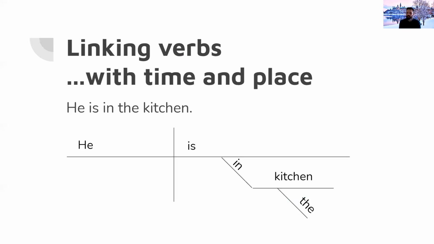So let's talk about some of these linking verbs with time and place complements. He is in the kitchen. And we know that be can function as a linking verb. If we just had the sentence he is, that's a little more metaphysical, like he exists. Generally, we use he is to describe who he is, or what he is, or when he is, or in this case, where he is. So he is in the kitchen. And we see again that prepositional phrase coming off of the verb.